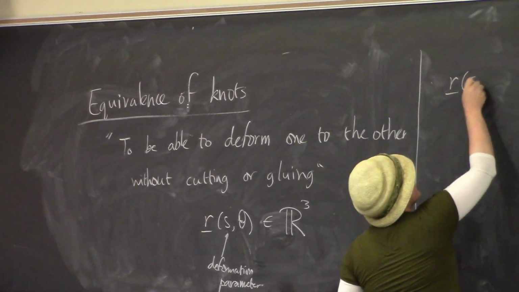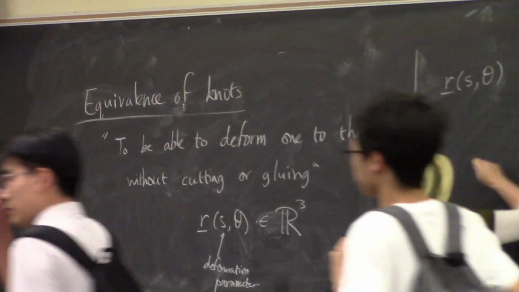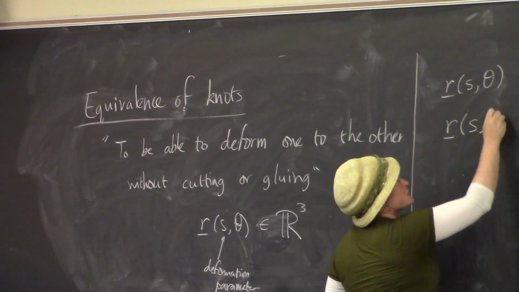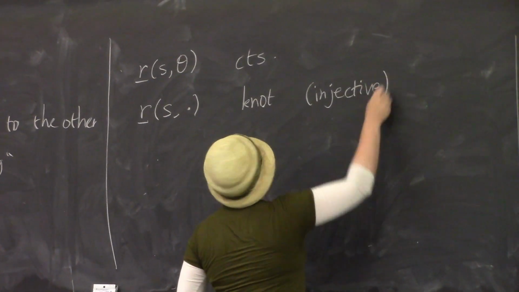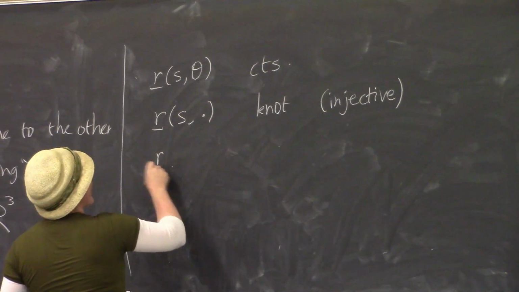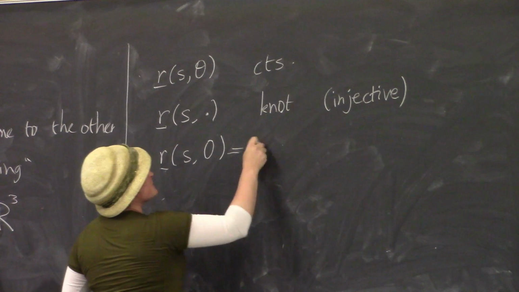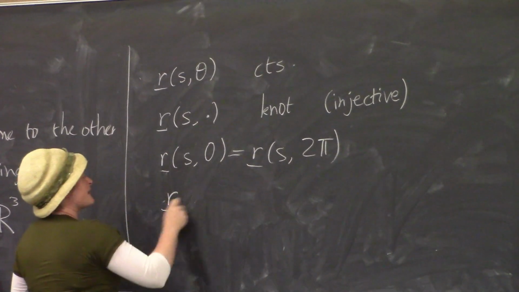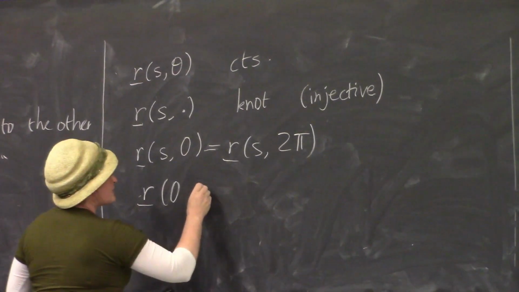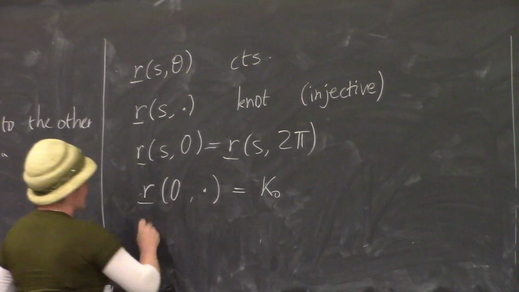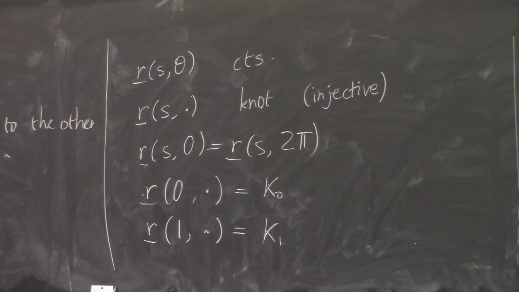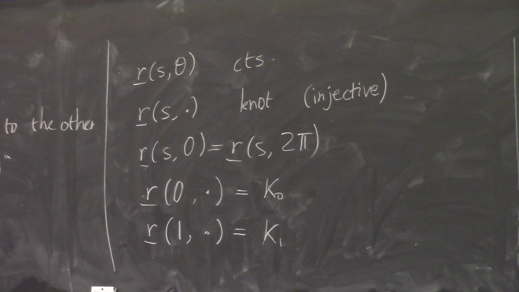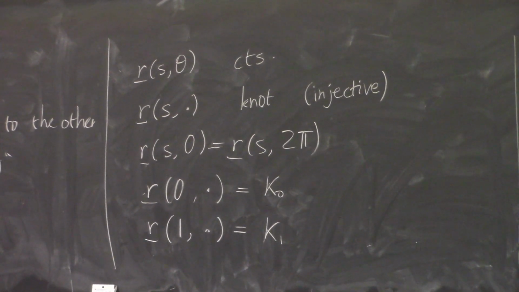So you might think that the conditions would be like this: that R should be continuous, that R for any particular s as a function of theta will be a knot, in other words, injective, non-self-intersecting. That, well, of course the ends have to be closed. And at the beginning of time, when s is 0, this represents your initial knot, and at the end of time, 1 say, this represents the knot you want to go to. So this is a way of conceptualizing the idea of deforming continuously one knot to another, where s is time going from 0 to 1.